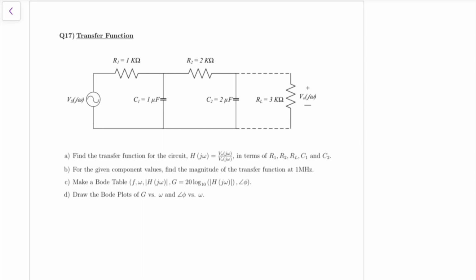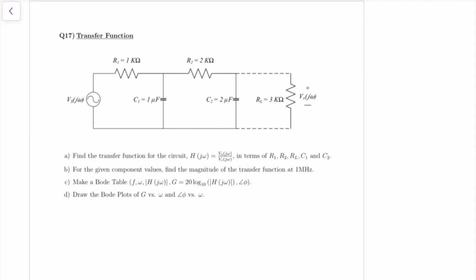Okay, so part A, we have to find the transfer function of the circuit in terms of R1, R2, RL, C1, and C2. For part B, given the component values that we have in the circuit, what's the value of the transfer function at 1 megahertz? And then C, we have to make a Bode table, with some values at some specific frequencies, and then calculate the magnitude in dB, which is G equals 20 log 10 of the magnitude, and the phase. And then from that table, we basically draw the Bode plot.